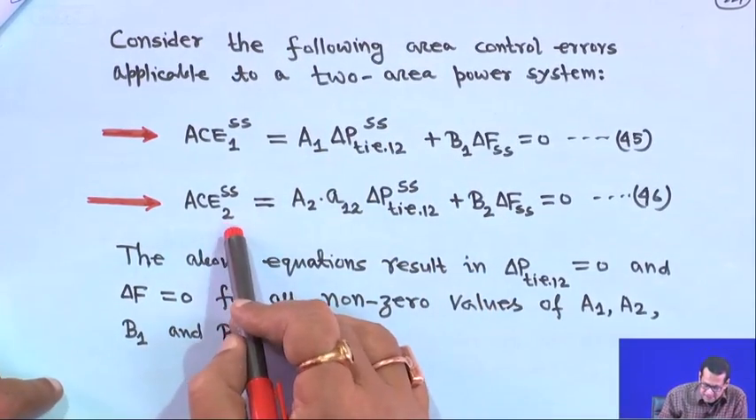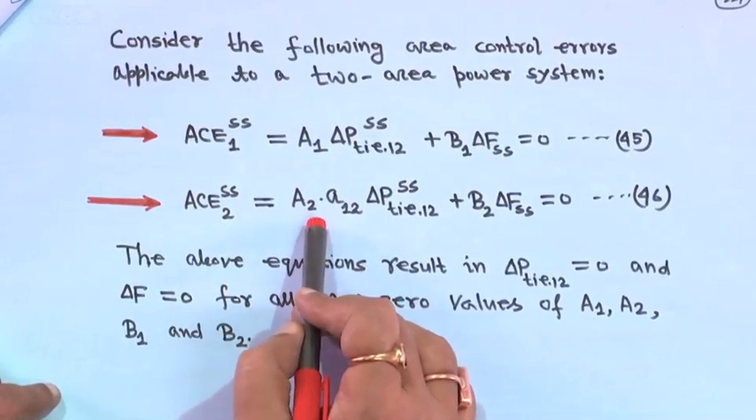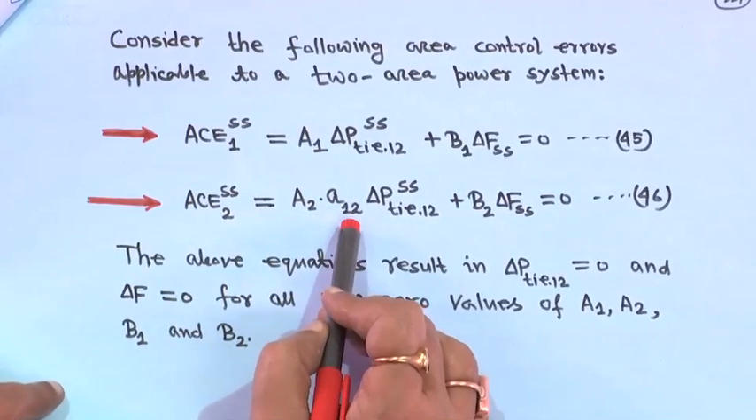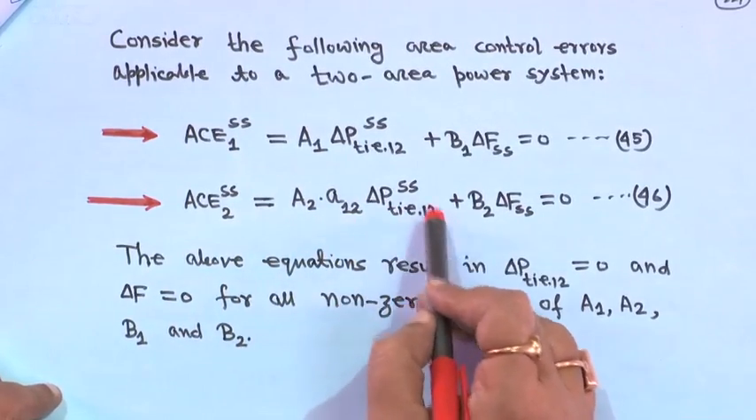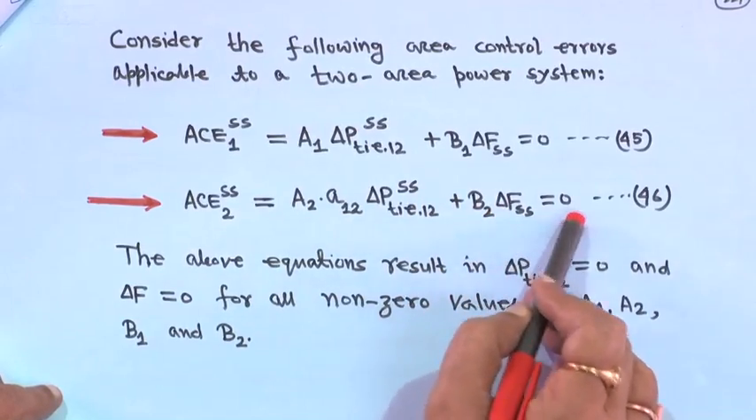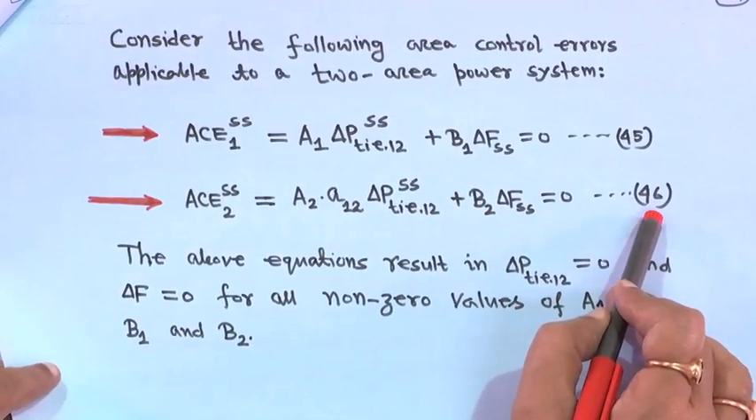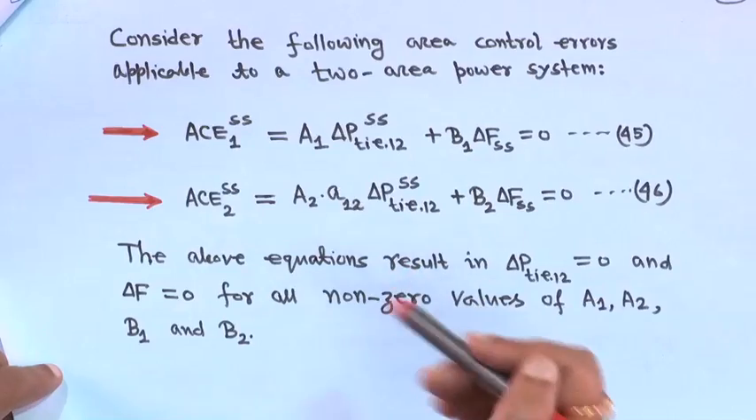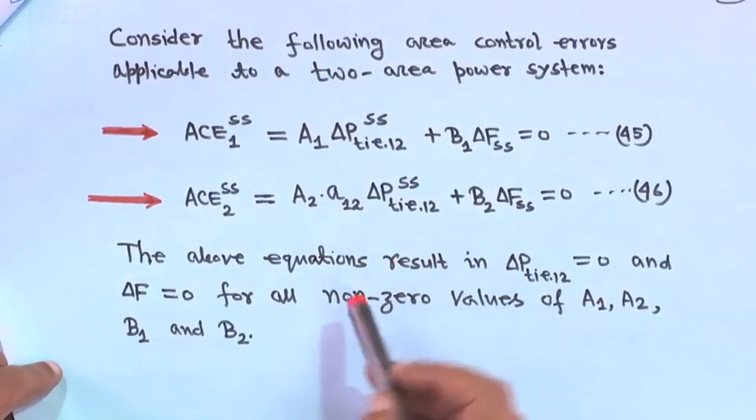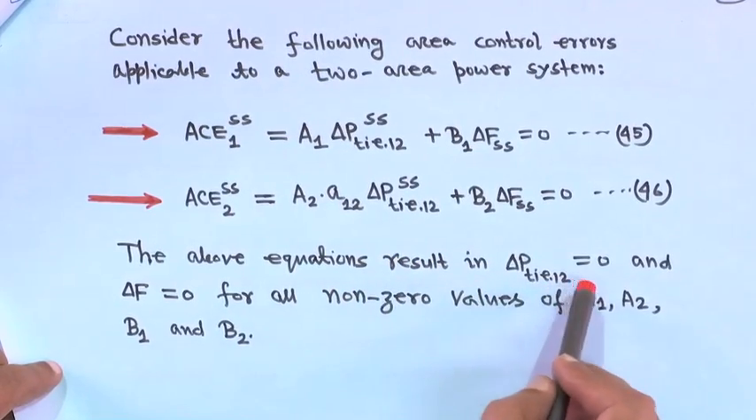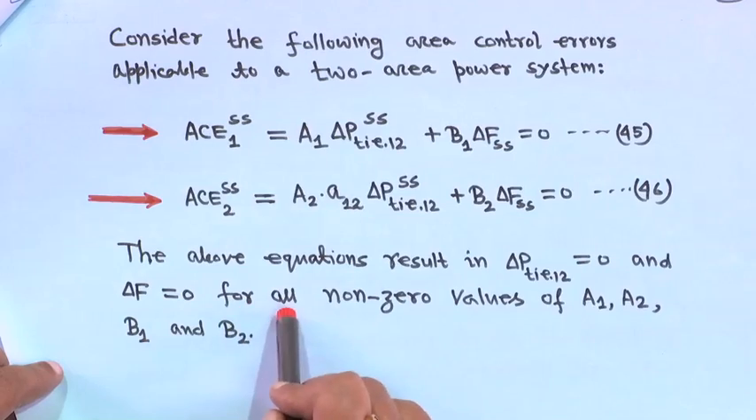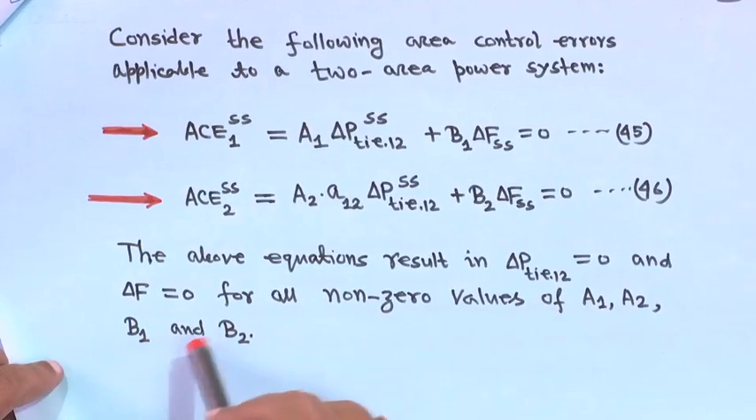Similarly, ACE2 steady state is equal to A2 into a12, the area capacity ratio, into delta P tie 1-2 SS plus B2 delta F SS is equal to 0. This is equation 46. These two constants A1 and A2 we have taken arbitrarily. The above equations result in delta P tie 1-2 equal to 0 and delta F equal to 0 for non-zero values of A1, A2, B1, B2.